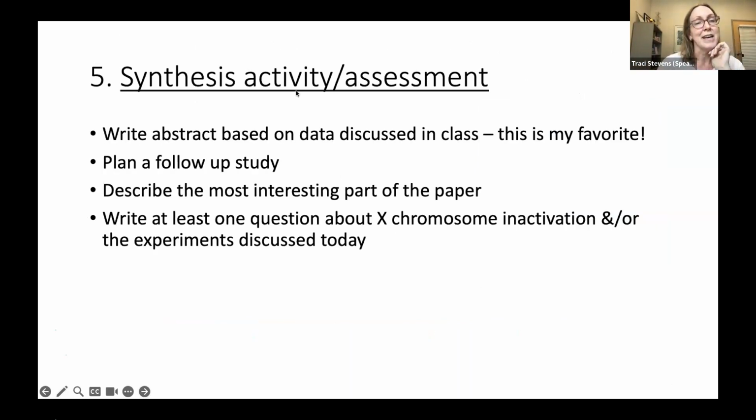All right, and then assuming I have time at the end, we do a synthesis activity. And like I said, having students write an abstract without the aid of the paper is probably my favorite assessment. It really tells you what the students got out of what they did in class that day. And it's not necessarily an easy assignment, so I don't necessarily expect perfection from them.